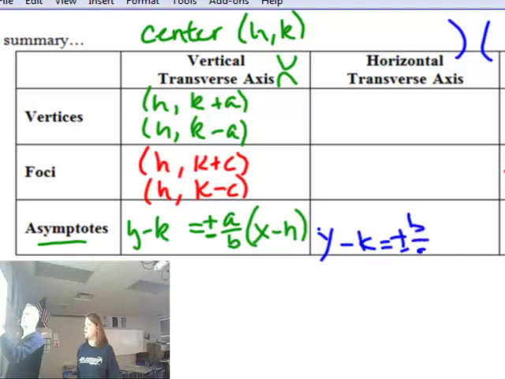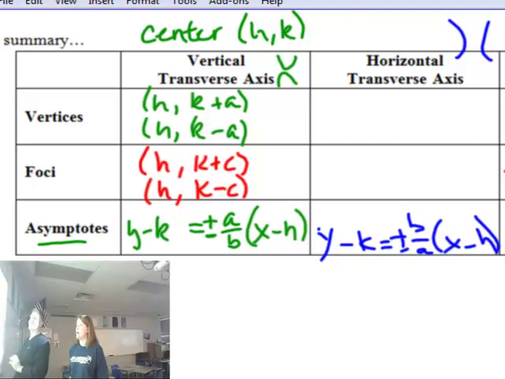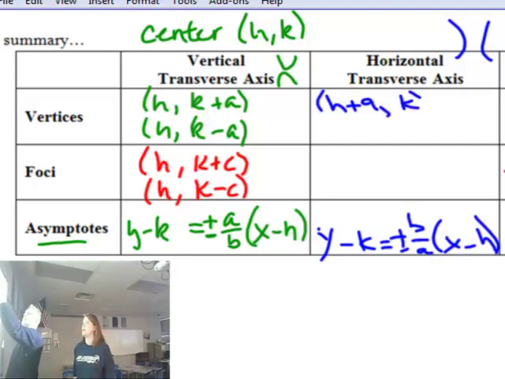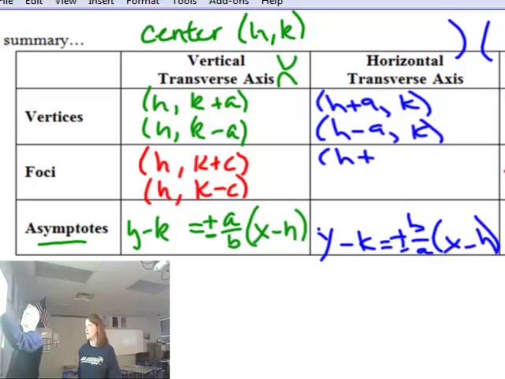So now, if you look back at the picture I drew on the first example, we went up and down B and left and right A. So that's H. Now again, horizontally, the horizontal components of the vertices and the horizontal of the foci are going to change. So how about H plus A, comma K, and H minus A, comma K. We're still changing by A for a vertex. For a focus, we're still changing by C, so H plus C, and H minus C.